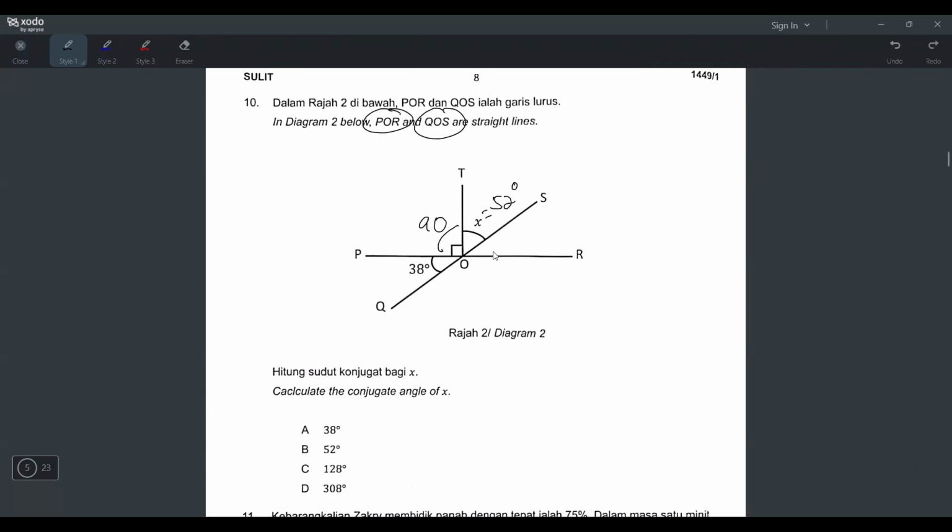And we can also find this angle, but why do I want to do that? Let's see what the question wants. Calculate the conjugate angle of X. There are three things you need to know. First, you need to know what is a complementary angle.